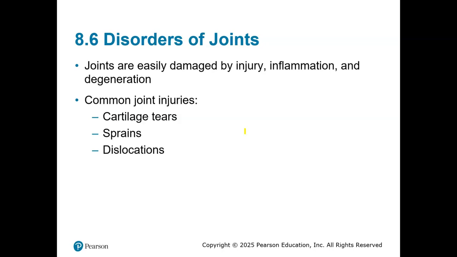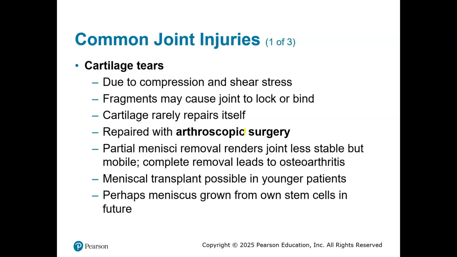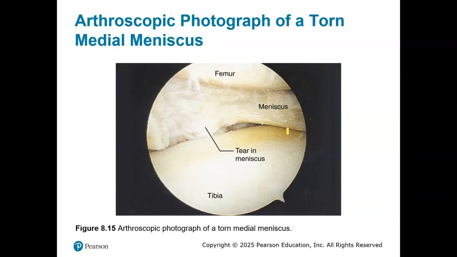Joint disorders. Cartilage tears can be repaired with arthroscopic surgery, due to compression and shear stress. Sometimes they'll remove part of the meniscus, which the joint will be less stable then, but more mobile. This shows you a tear in the meniscus.